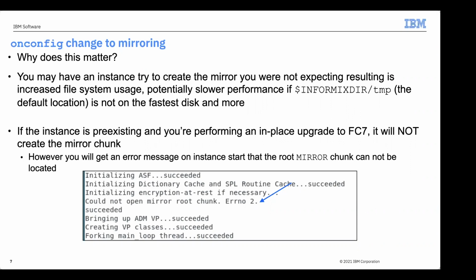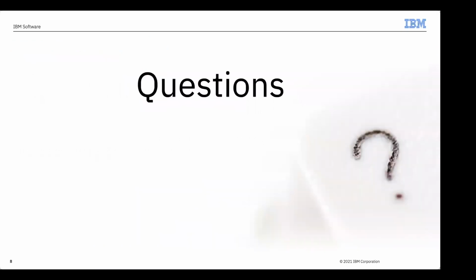So that is, like I said, an undocumented change. It's something you need to be aware of if you are creating new instances and using older versions of your onconfig file. So are there any questions on that?